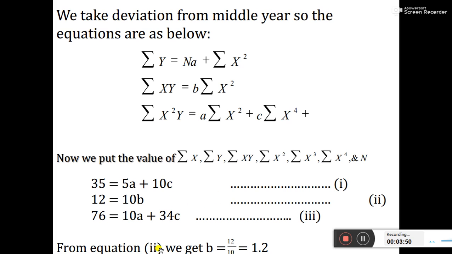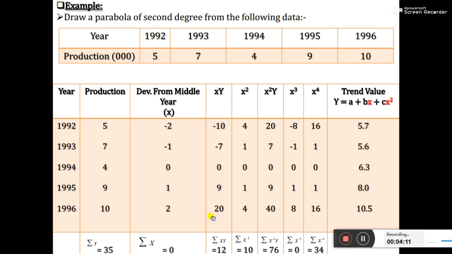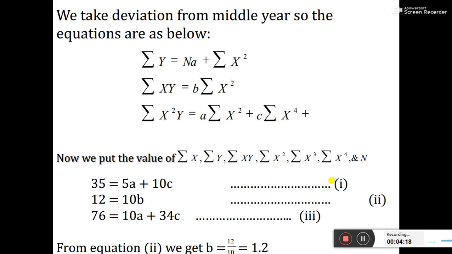From equation 2 we get b equal to 12 by 10, which is 1.2. Then equation 2 is multiplied by 2 and subtracted from equation 3, and we get the value of c. Now putting the value of c in equation 1, we get the value of a. After getting the values of a, b, c as 6.34, 1.2 and 0.43, we can find the values by putting in the values of x and x squared.